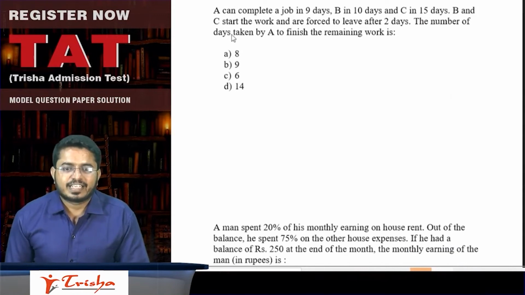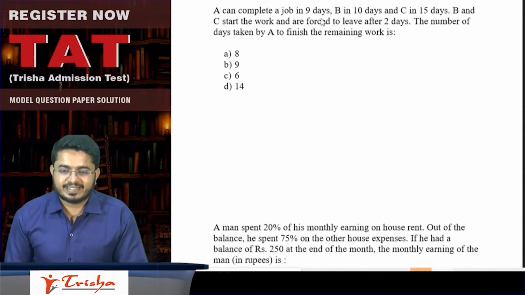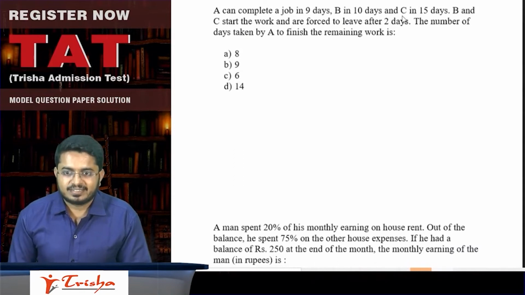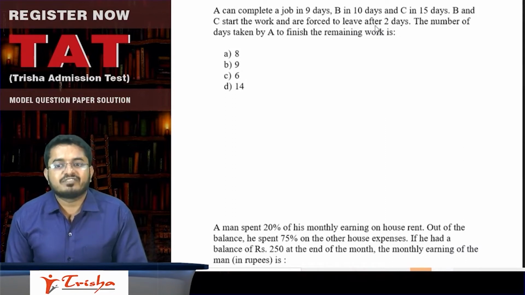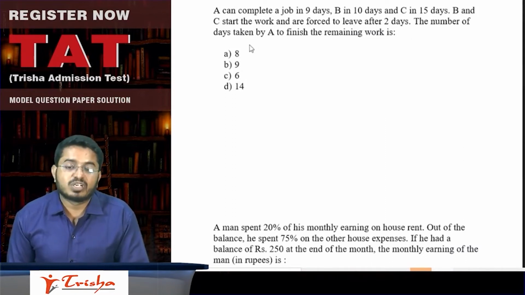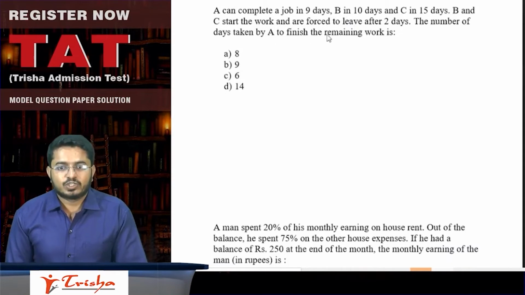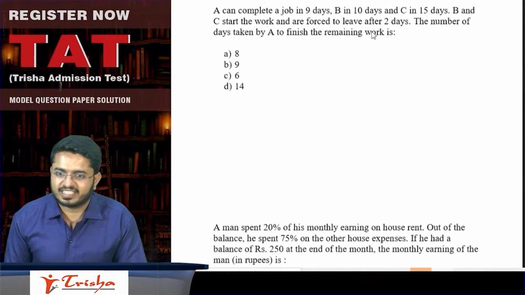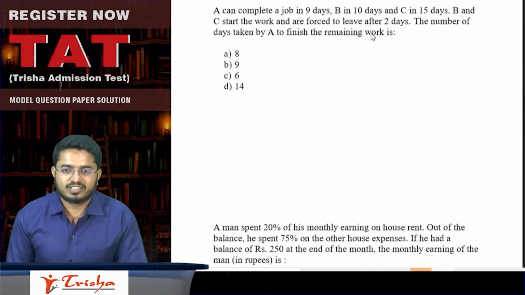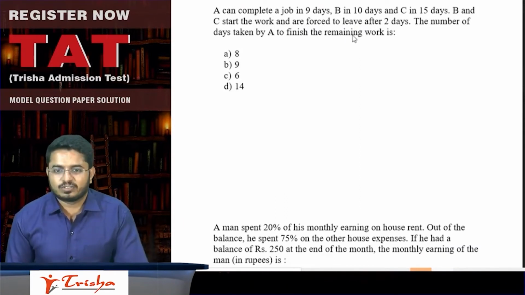A can complete a job in 9 days, B in 10 days, and C in 15 days. B and C start the work and are forced to leave after 2 days. The number of days taken by A to finish the remaining work. Have they given you total work here? They have not given you total work. They have given you remaining work, that is also not given.